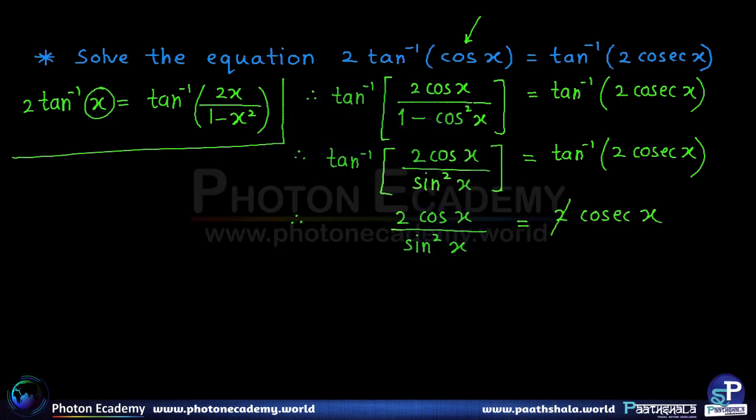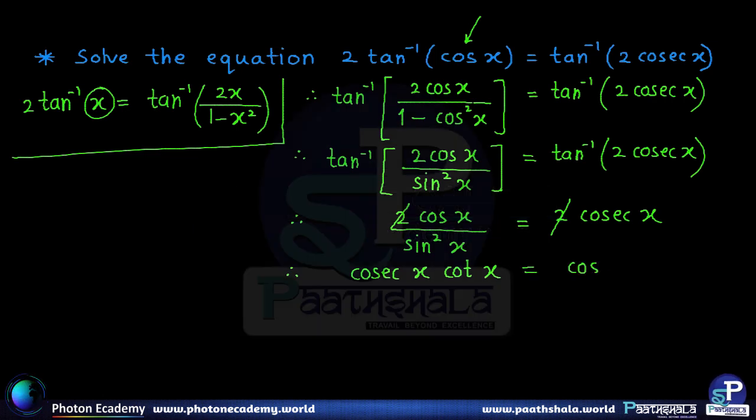So 2 gets cancelled. Now you see cos upon sin square can be written as cosec into cot. One sin isolated gives us cosec, and the remaining term cos by sin is cot, that is equal to cosec. Now you see cosec x is common on both sides, so we can cancel it, but provided we prove that cosec x is not 0, because we cannot cancel 0 from two sides of an equation.